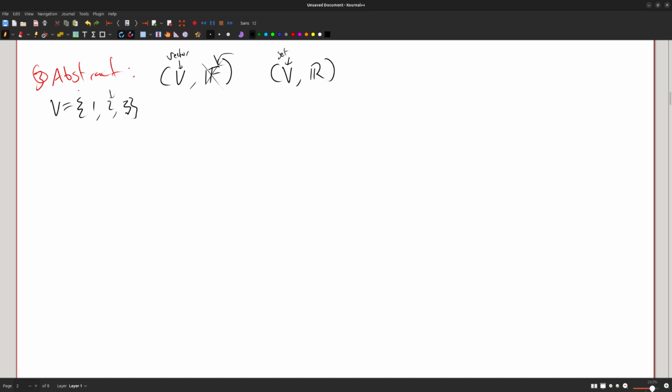2 is inside of V. You would write that as 2 is an element of V. 1 is an element of V. 7 is not an element of V. But you don't have to have numbers in here. You can have whatever you want.